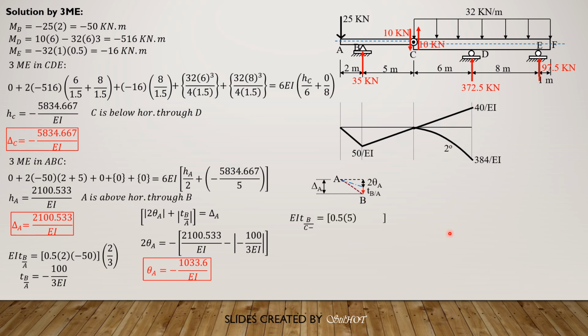B relative to the tangent at C left. So we have to consider the area between B and C and take moment about B. So it is 0.5 of 5 times negative 50. Then the moment arm from B is 1/3 of 5, so 5/3. So the deviation of B relative to C left is negative 625 over 3 EI. So that means that point B relative to the tangent at C left is below.